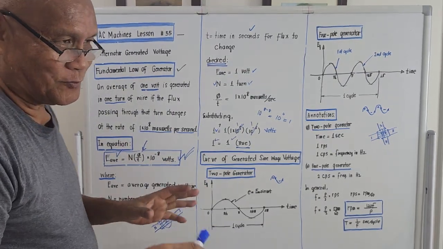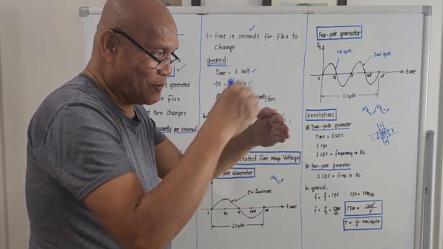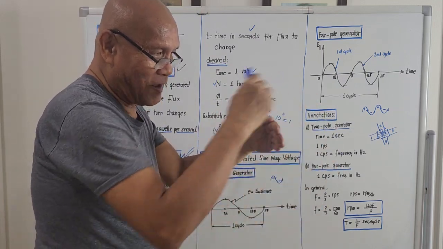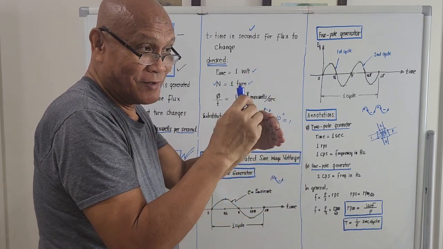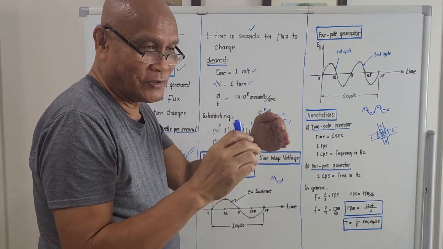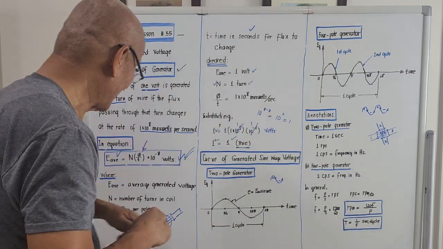So the principle of a generator is like this. You have a flux, and you move a conductor near the flux at a rate of so many revolutions per second. Of course, you will generate voltage, and the formula for computing the generated voltage will be this one.